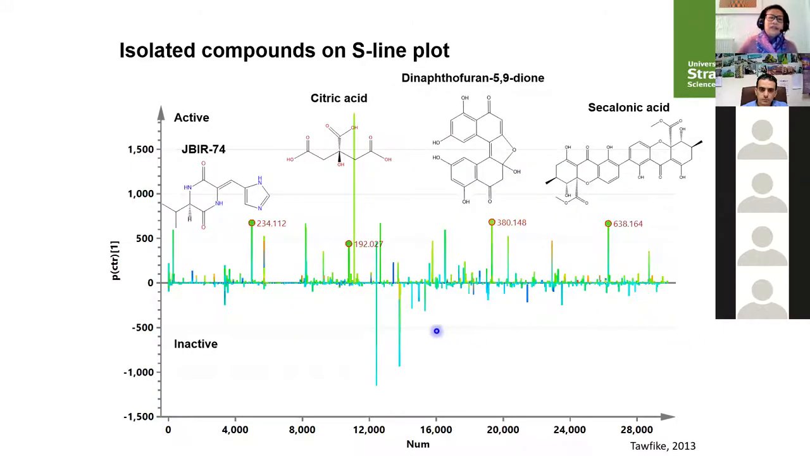So here's again a validation plot. We could see on top are the bioactive compounds or extracts, and here we've got the inactive extracts. And we could see the types of compounds being produced in the active extracts or fractions. Here we've got the diketopiperazine, the dinaphthofuran, and secalonic acid, and again, the citric acid. So the occurrence of citric acid has nothing to do with bioactivity in this case, but it is correlated with the production of this large molecule, secalonic acid.